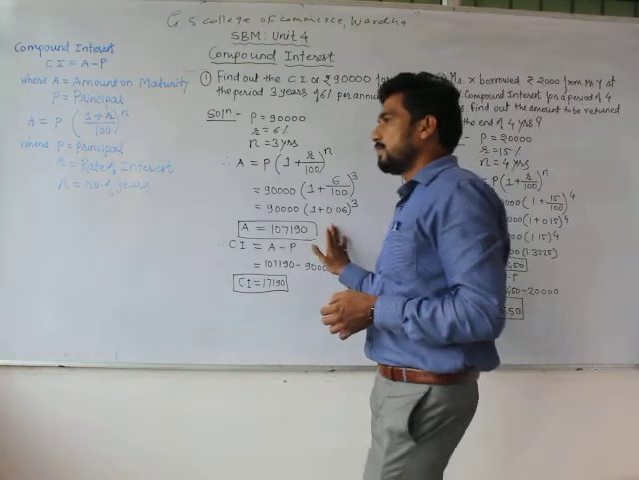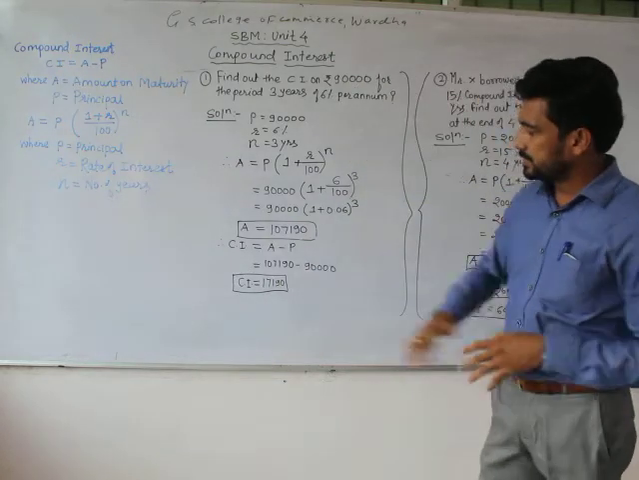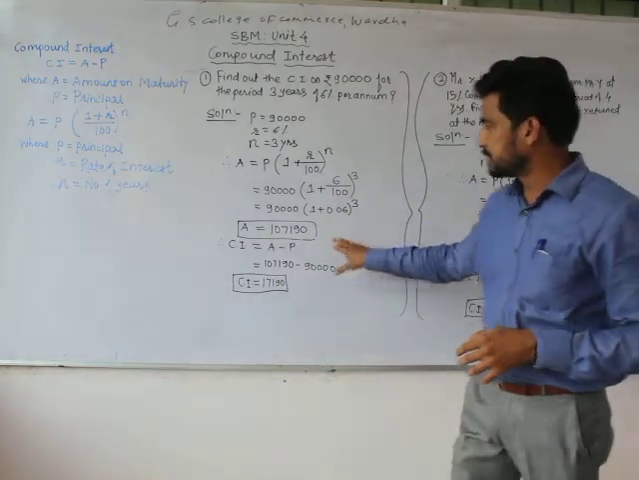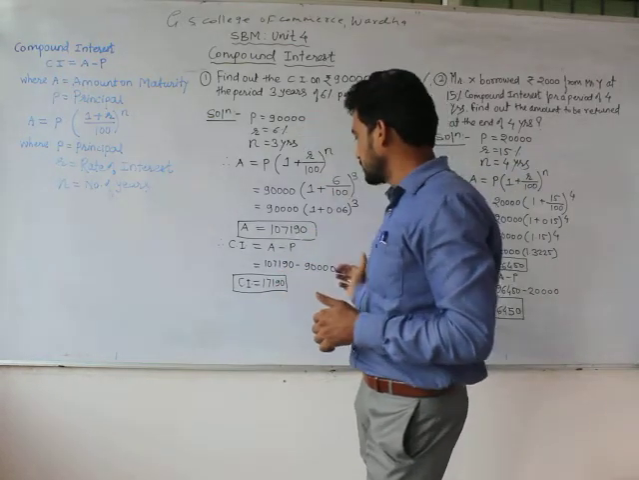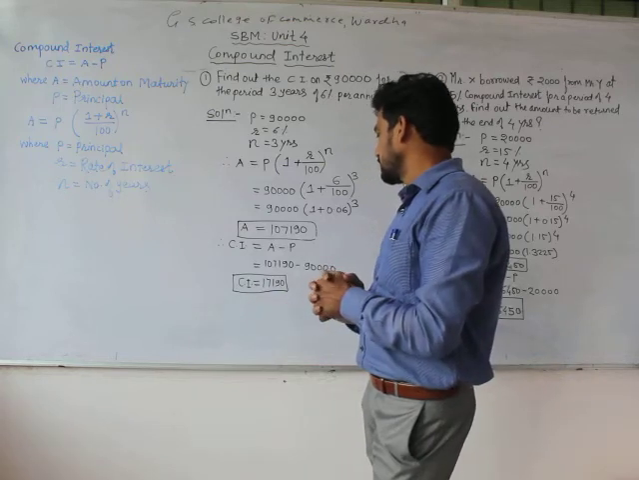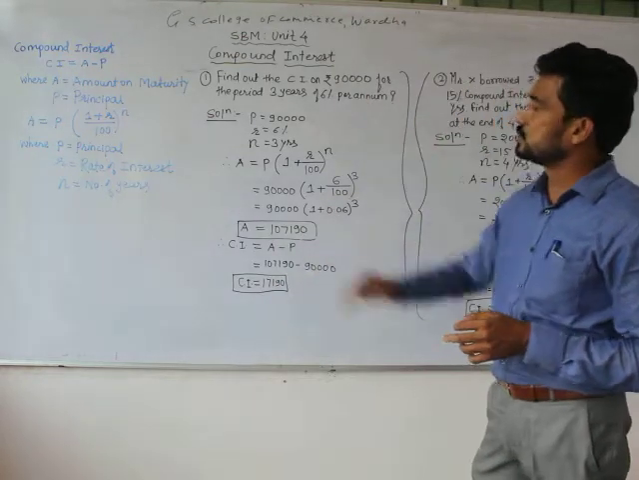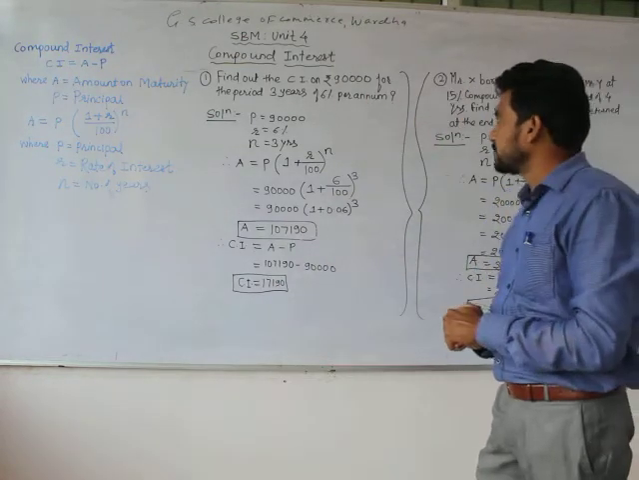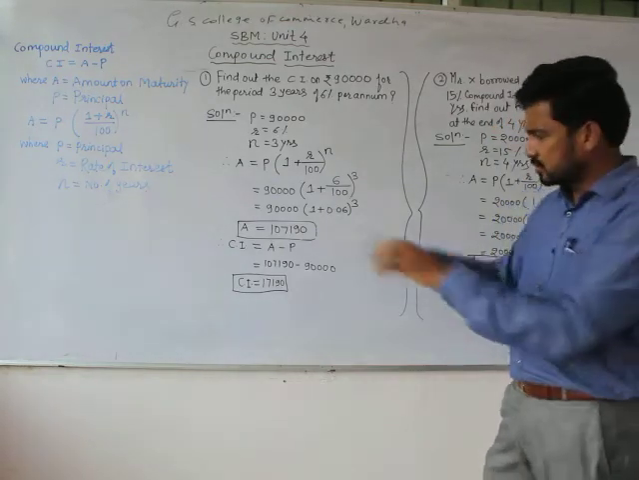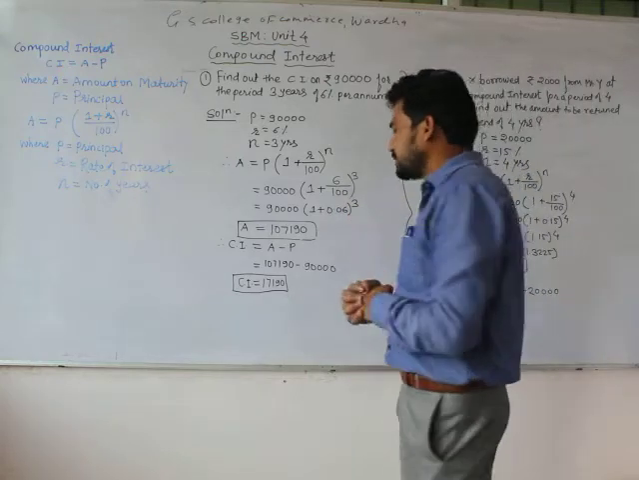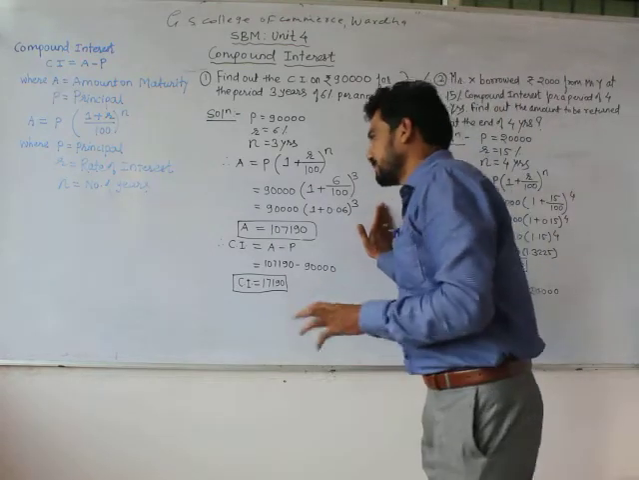So we now have the amount on maturity in our hand, but we have to calculate compound interest. So compound interest equals amount on maturity minus principal. 1,07,190 minus the principal already given, 90,000. The difference is 17,190 rupees. That is the amount of compound interest that the person has to pay on the loan of rupees 90,000 at the rate of 6% per annum for 3 years. So this way we can do the calculation of compound interest. I hope you understand the first problem very well. It's a very simple thing.